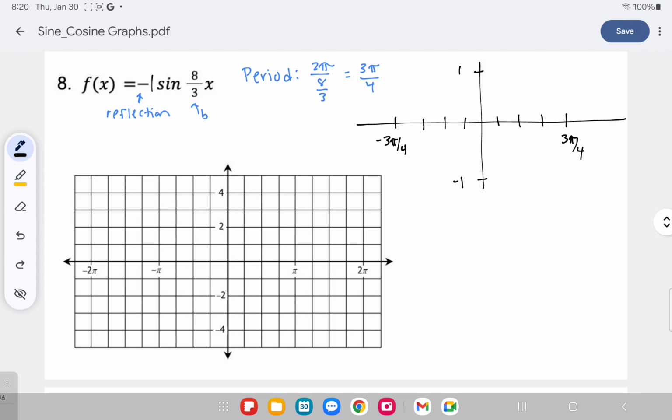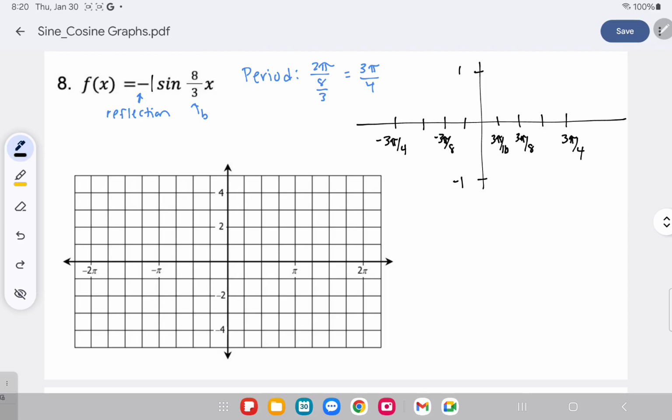And once I have my 4, so these would be going up. If I take 3 pi over 4 and divide that by 4, I'm getting 3 pi over 16. That means each one of these tick marks is going to be 3 pi over 16. So this one is 3 pi over 8. And so forth. I am going to just label negative 3 pi over 8.